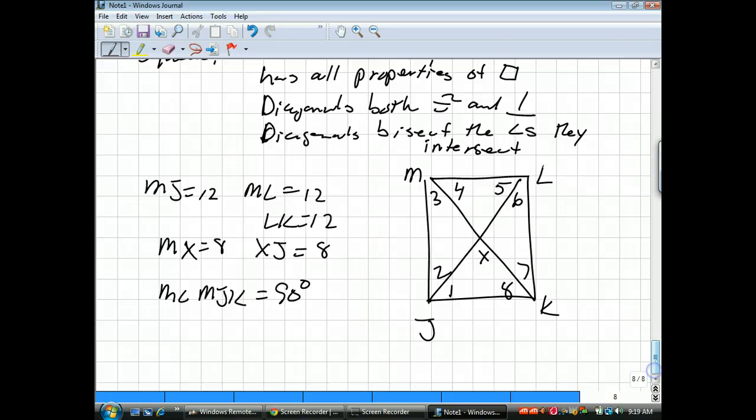Each of the numbered angles have measure of what? Okay, well, each of the numbered angles has a measure of 45 degrees. Because if this is a right angle, then the diagonal bisects that right angle, so this is 45, 45.